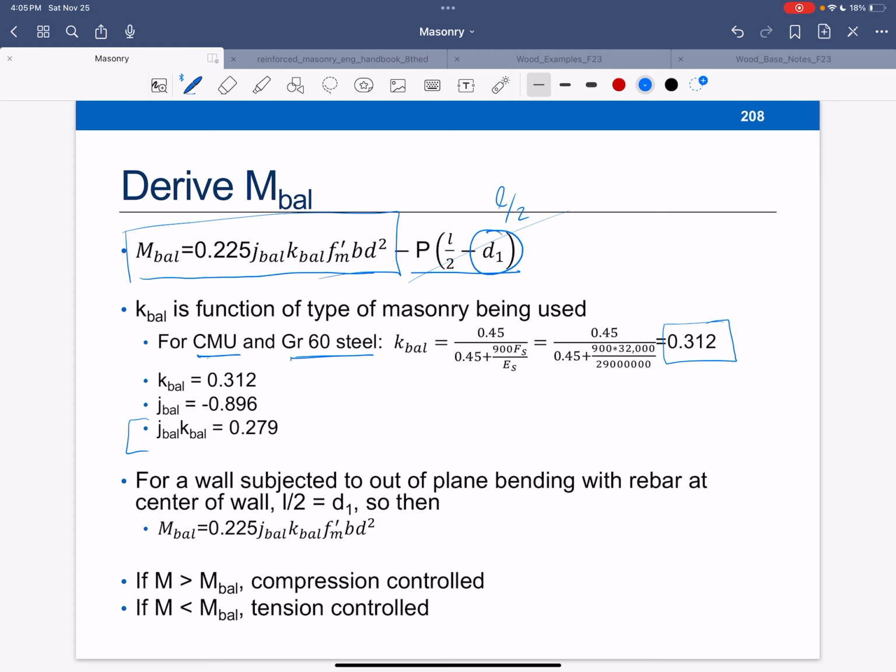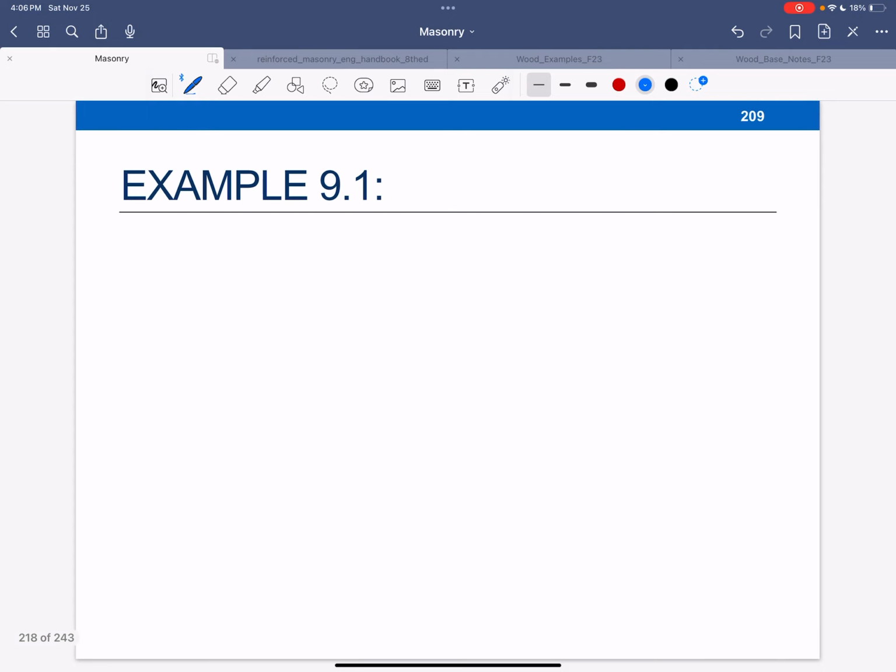All right, so out of plane bending, which is what we're doing, rebar at L over 2, and that's what I just did up there, right? It's just the simplified equation. Just like in concrete, if the moment is bigger than M balanced, it's compression controlled. If it's less than M balanced, it's tension controlled. And tension controlled is basically the bending type, the more heavily bending type sections.